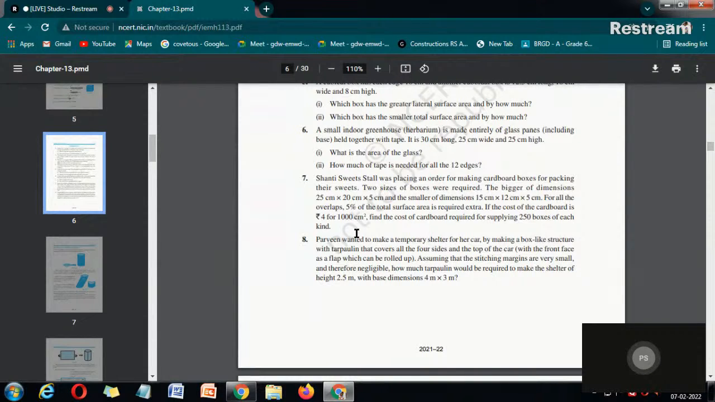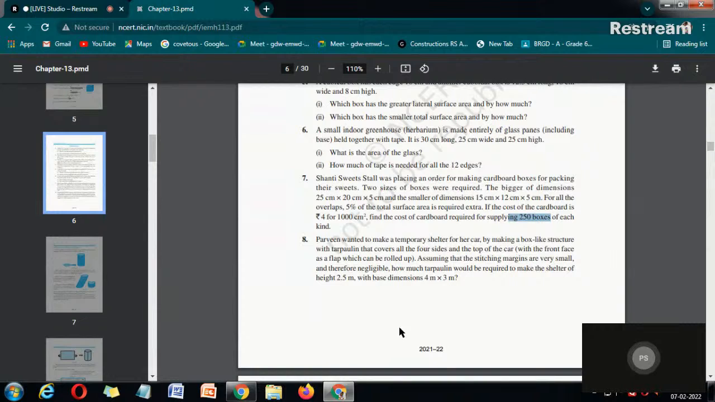Okay. First, coming to the big box. In the big sweet box, you have to calculate the total surface area. The answer will be 1450. Now they said 5% extra. So 5 by 100 into 1450, then the answer will be 72.5. Now you have to add both of them because they are adding 5% extra. 1450 is the box area and 5% extra is 72.5. So the total box area will be 1522.5 meters square. Till here clear, right? Now they are saying for 250 boxes. So multiply the total area 1522.5 by 250, and the answer will be 3,80,625.